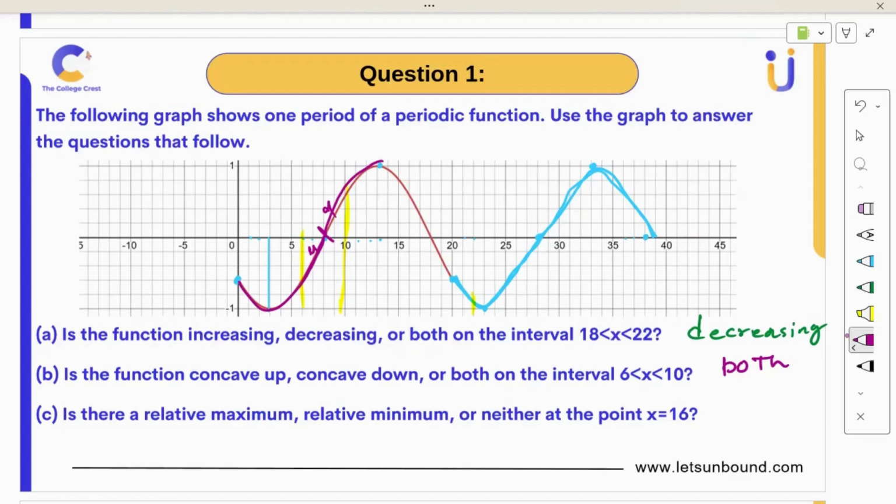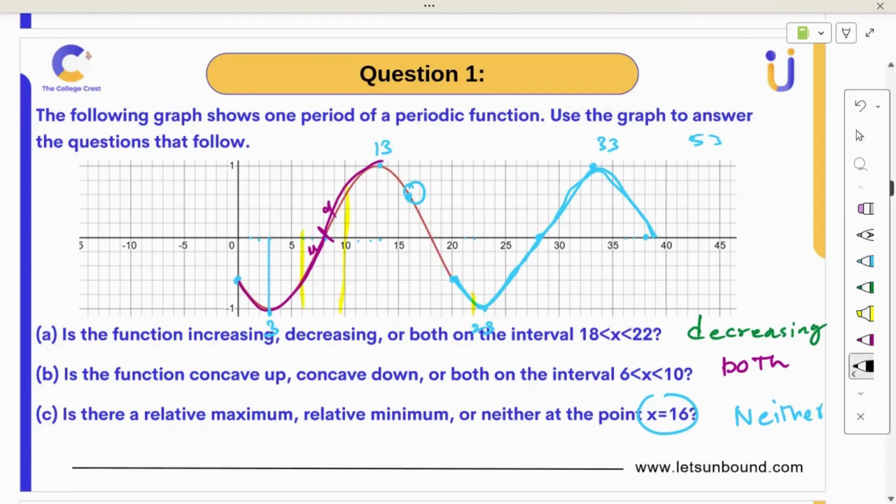Is there a relative maximum, relative minimum, or neither at point 16? So a relative maximum occurs at 13, then 33, then 53, like that. Minimum will occur at 3, then 23, then 43, like that. So 16 will never come, and you can see that 16 is neither a minimum nor a maximum. Correct? So it's neither.